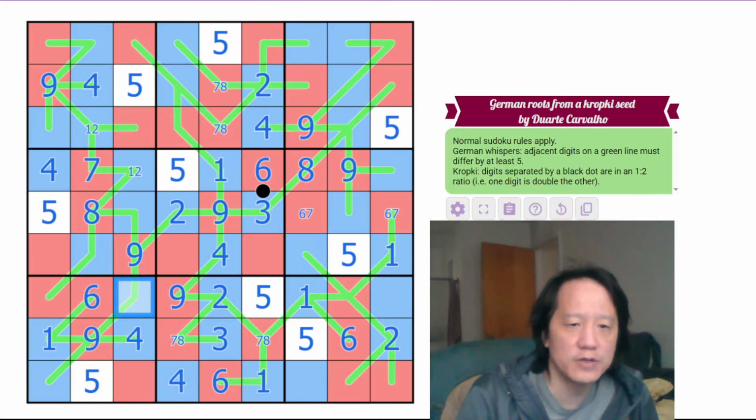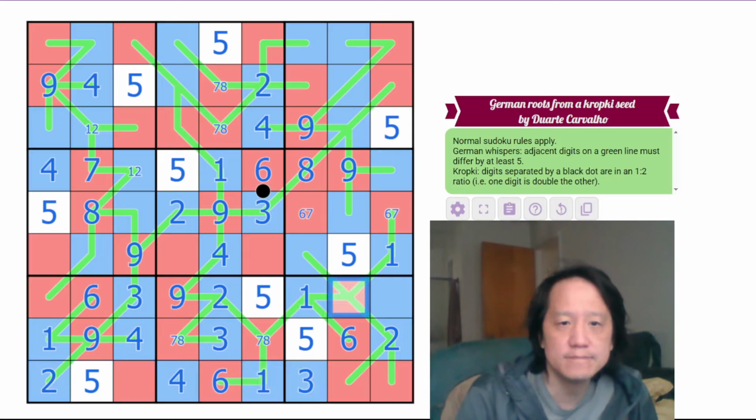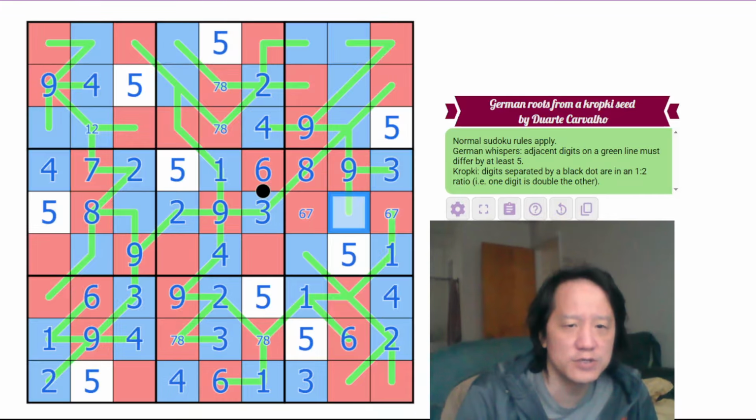Two cannot be here. 1 and 4 can't be here, so it's 3, which makes this a 2. That makes this 3, which leaves that as 4. That means this 1 eliminates 1 here, so it's 2, which leaves this as a 3.